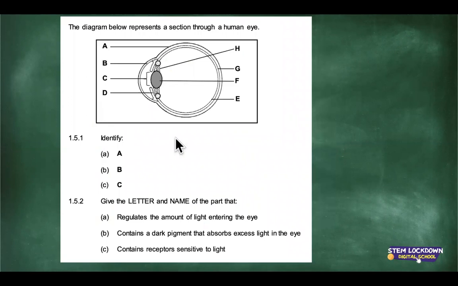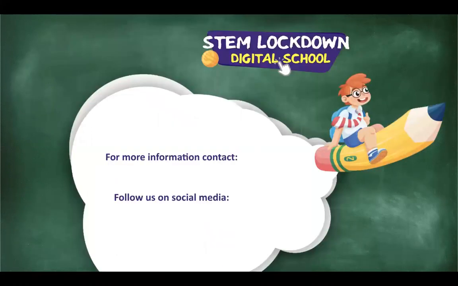So I'm going to leave a little bit of time here so that we can identify A, B, and C, as well as which part regulates the amount of light entering the eye, which part contains a dark pigment that absorbs excess light in the eye, and which part contains receptors sensitive to light. This is either the outer, the middle, or the inner layer.